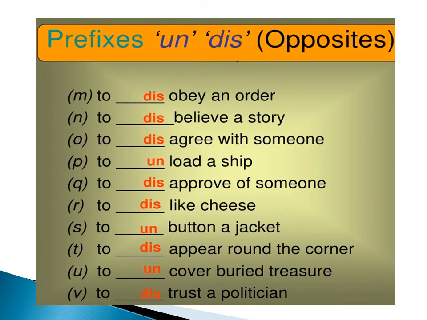Let us discuss some examples for negative prefixes. In this, we will use prefixes un and dis. To disobey an order, to disbelieve a story, to disagree with someone, to unload a ship, to disapprove of someone, to dislike cheese.